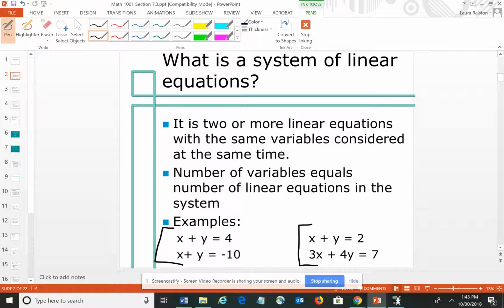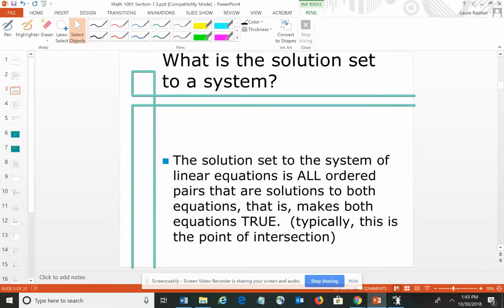Now, they don't have to always be linear equations. They could be like a linear equation and a quadratic. We might have a quadratic and a circle. But again, regardless, the number of variables should equal the number of equations that you have in the system.